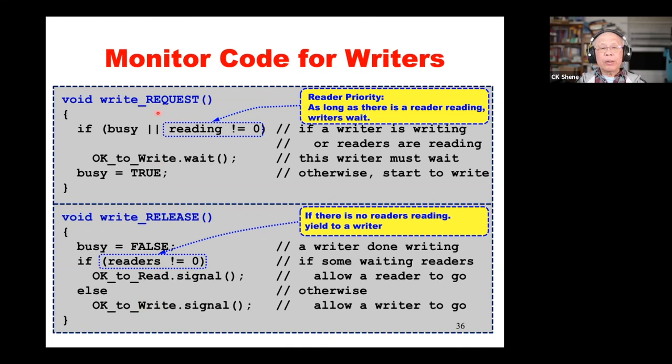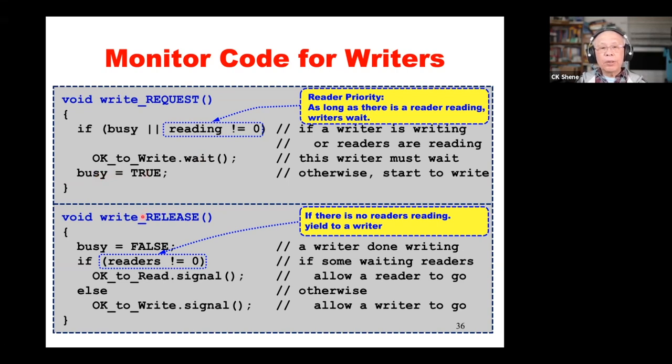Write request. For a writer, check to see if there is a writer writing or there are readers reading. If one of these two conditions is true, this writer waits until it is released by someone. Then it could start writing. So set busy to true.